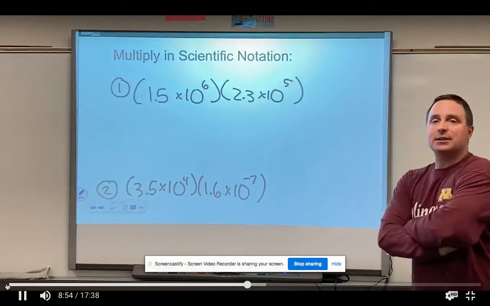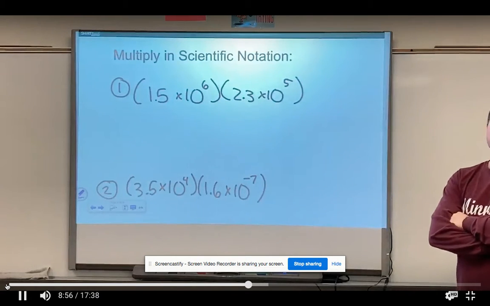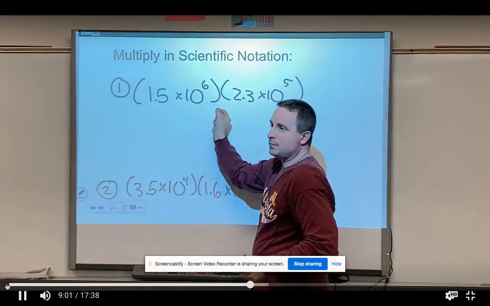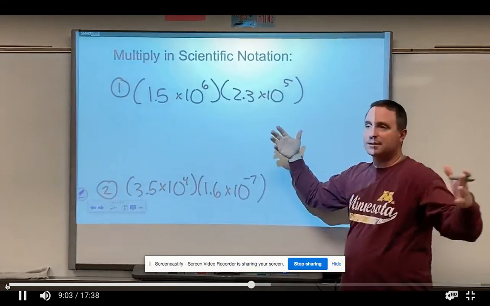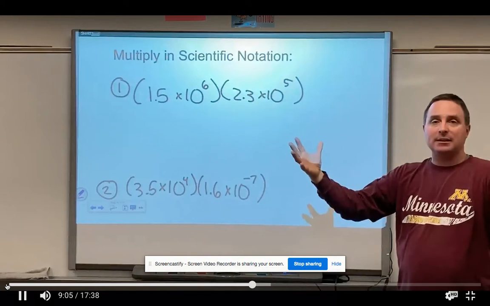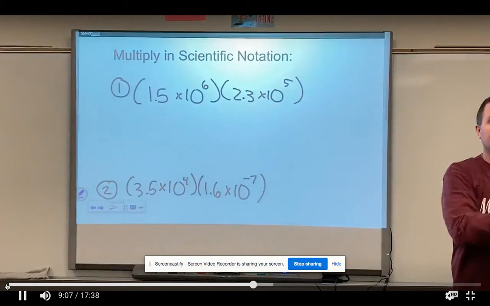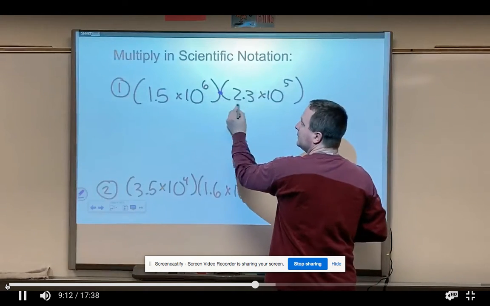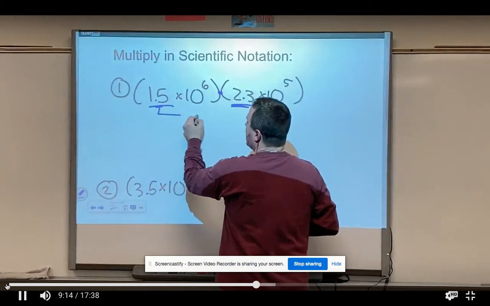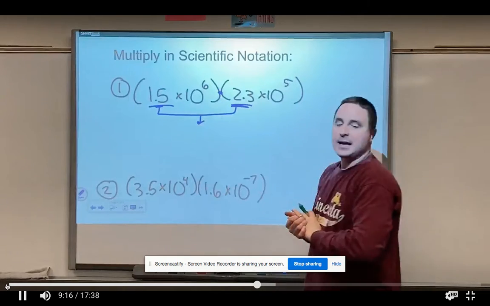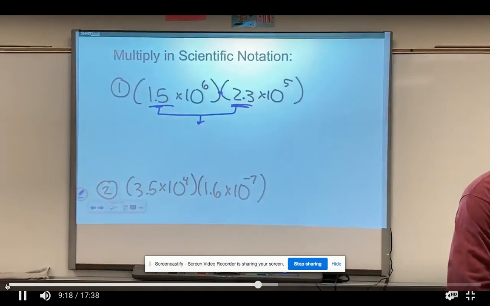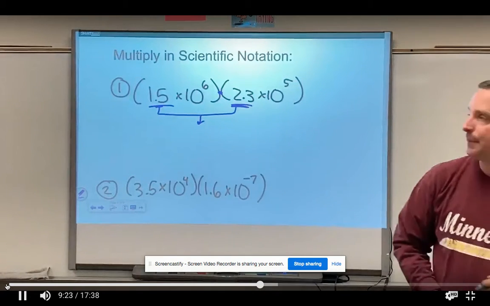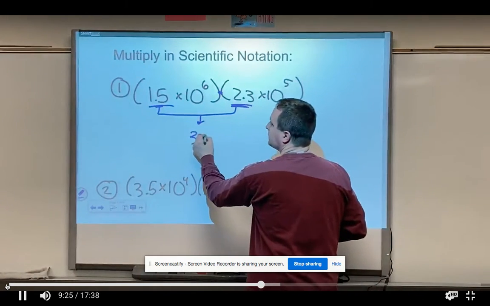Now, there's a couple different ways to do this, but I'm going to show you what I call the shortcut. Instead of changing this to standard form by moving it 6 places and moving that 5 places, multiplying 2 really big numbers together, and then rechanging it into scientific notation, here's a little bit of a shortcut. We're multiplying here. The shortcut is we're going to take the decimal pieces and multiply those 2 things together. I'm going to do 1.5 times 2.3, and I'm going to get 3.45.